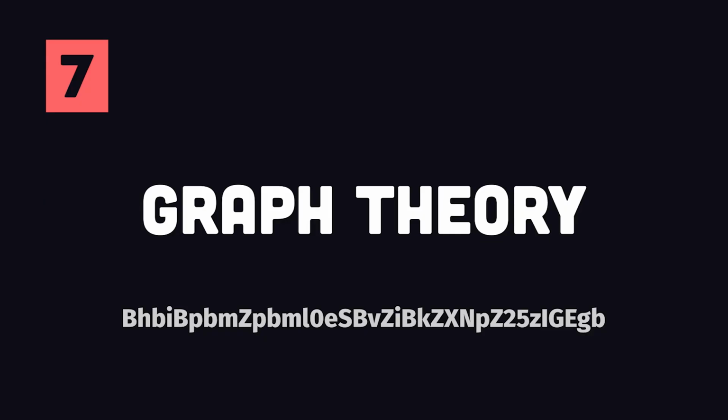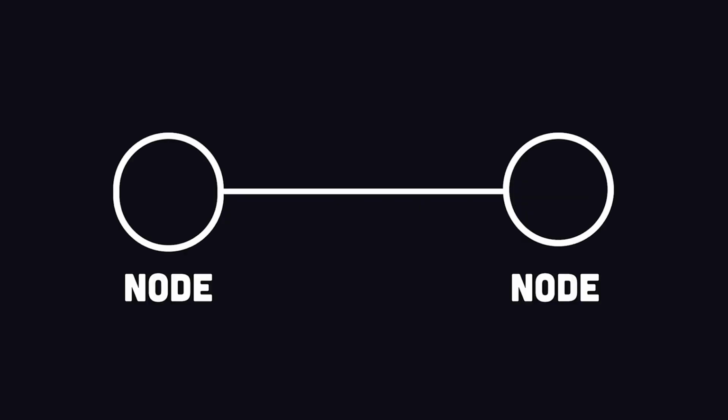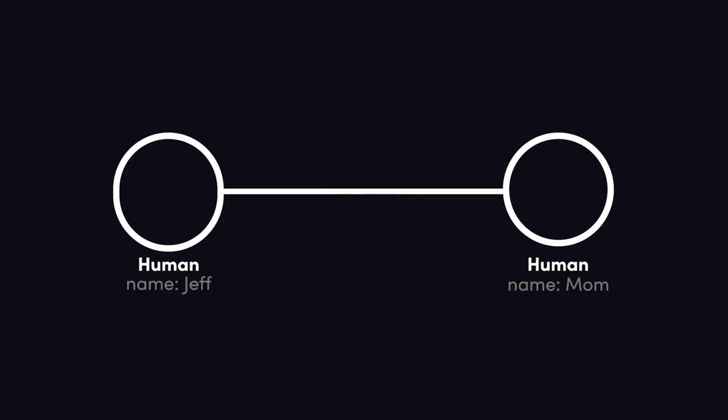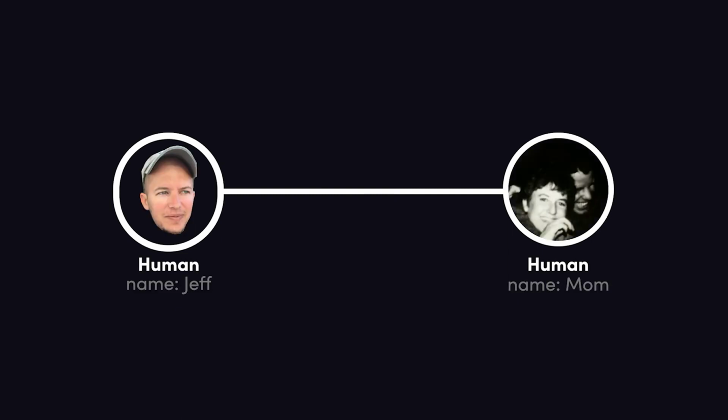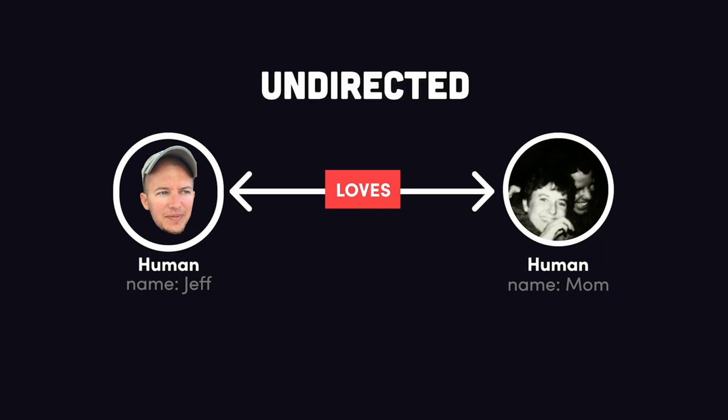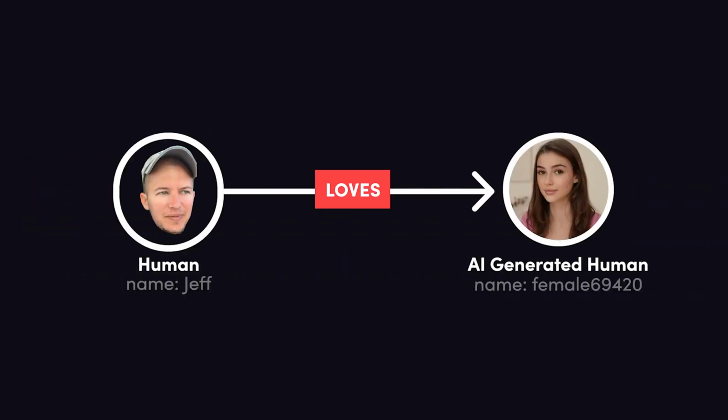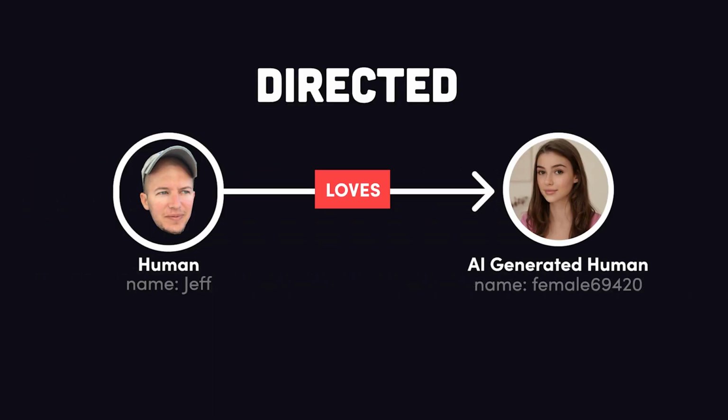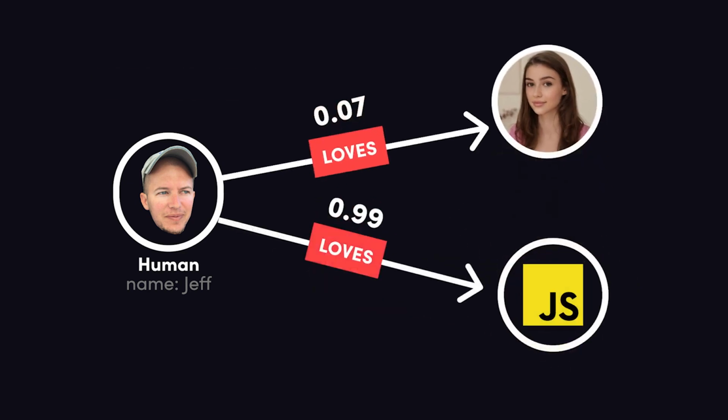Combinatorics is closely related to graph theory. A graph has two basic parts, nodes or vertices, and edges that connect them together. Like a person might be a node, and an edge might be a relationship that connects them together, like you love your mom and your mom loves you back. This is an undirected graph because the relationship goes both ways. However, you might also love your OnlyFans girlfriend, but this would be a directed graph because that relationship only goes one way. Edges can also be weighted, meaning one relationship is more important than the other.